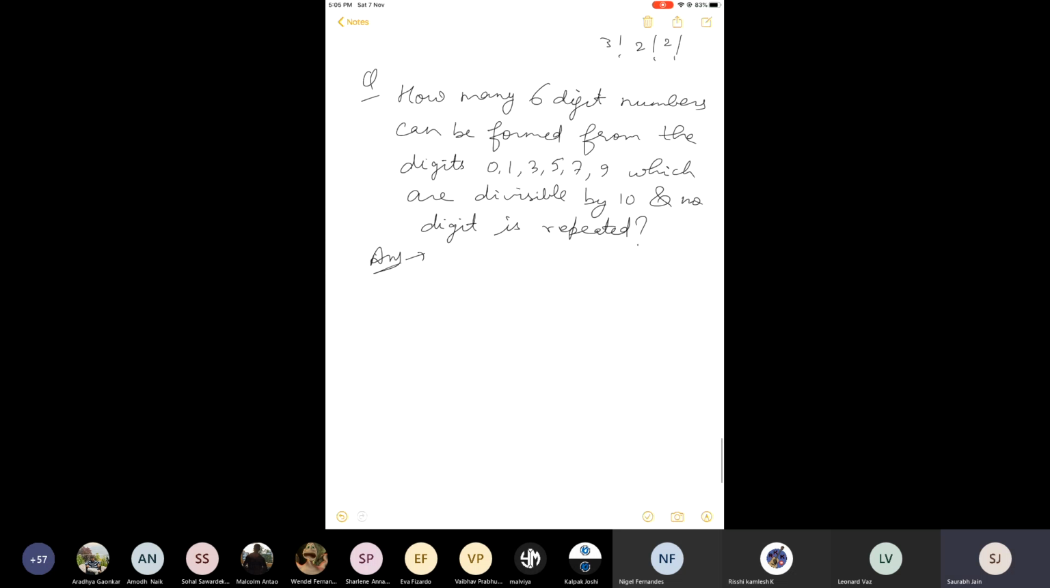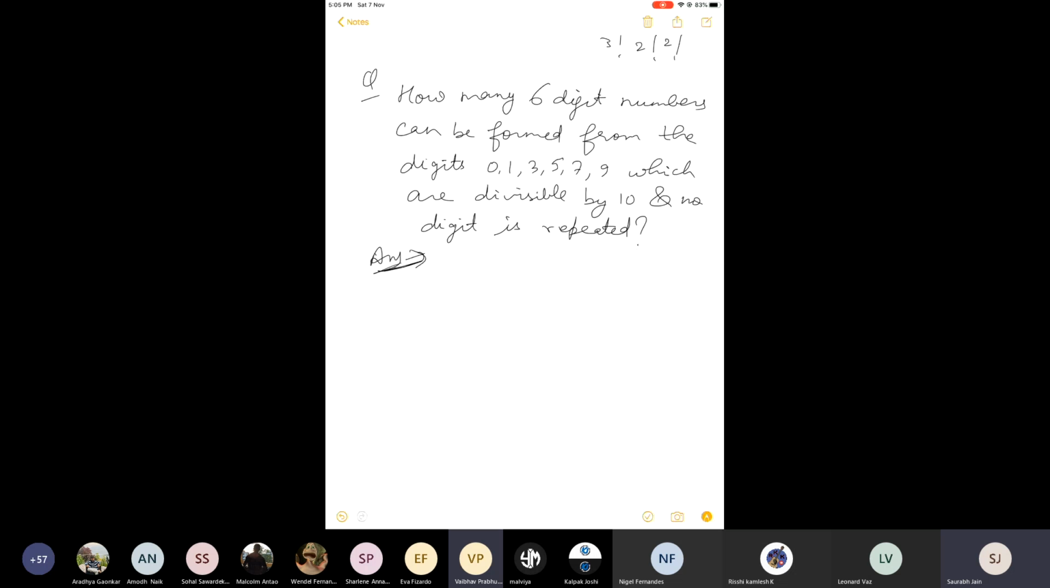So basically, these are 6 digits. You have to form 6-digit numbers from these digits such that no digit is repeated. That means you can use only these given 6 digits. You have to form a 6-digit number, and now it must be divisible by 10. Okay. So it must be easy provided you know how a number is divisible by 10. Okay. In that way. Yes. We'll try.